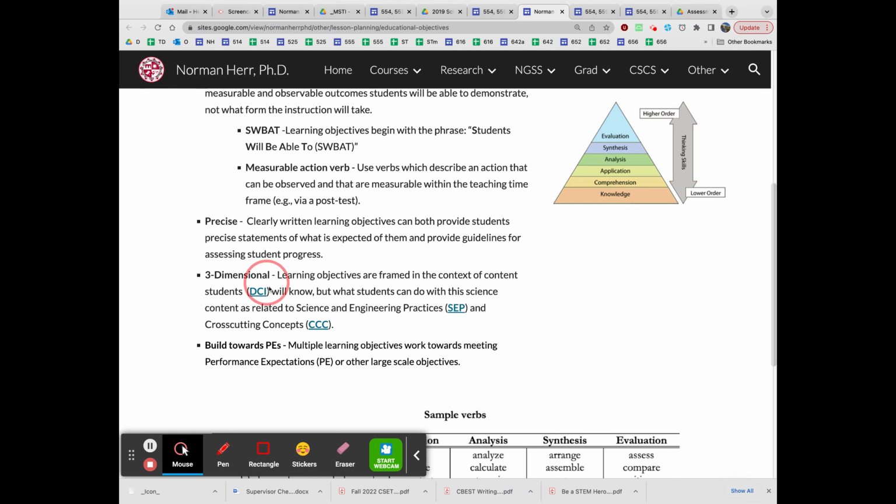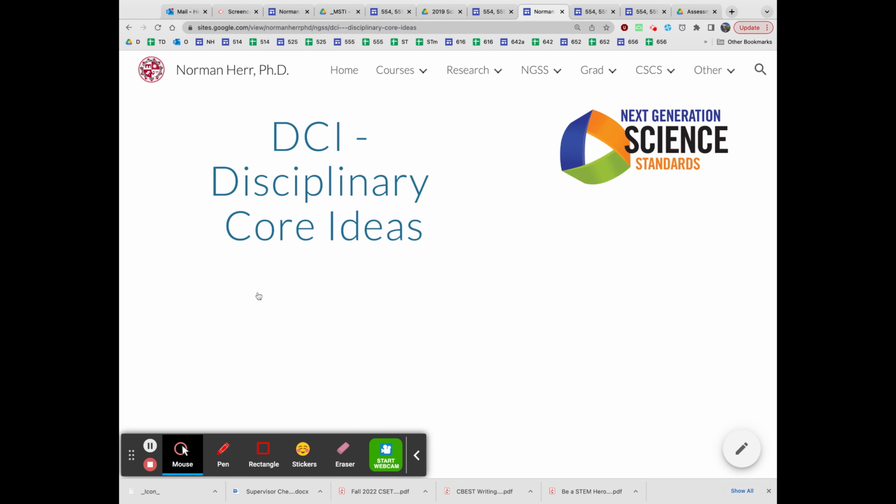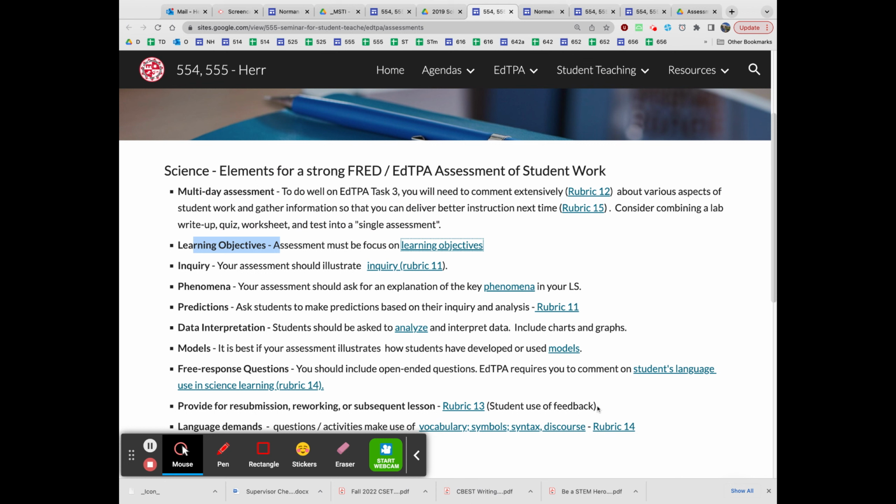And three-dimensional. In other words, your disciplinary core ideas, your science and engineering practices, and the cross-cutting concepts. For all of these, you just click on the links. It'll take you to what's referred to as the disciplinary core ideas and so forth. And of course, I provide some pages there for you to look at.